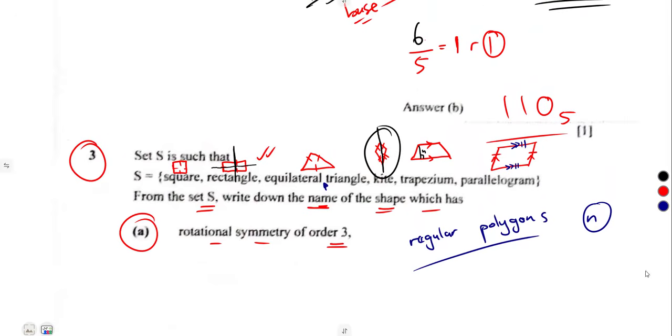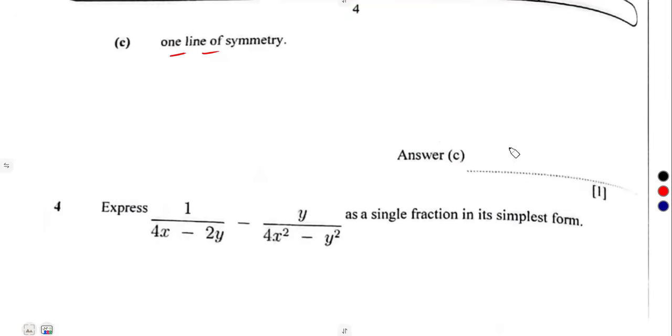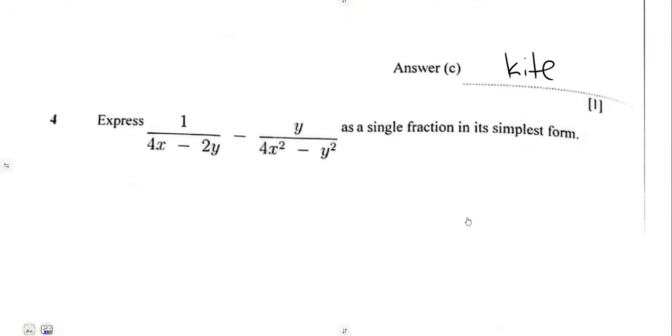So it is the one that has got what? One line of symmetry, which is what? A kite. So the best answer here was going to be a kite. So this type of question is all about knowing the properties of the shapes. Just revise along the properties of the shapes.